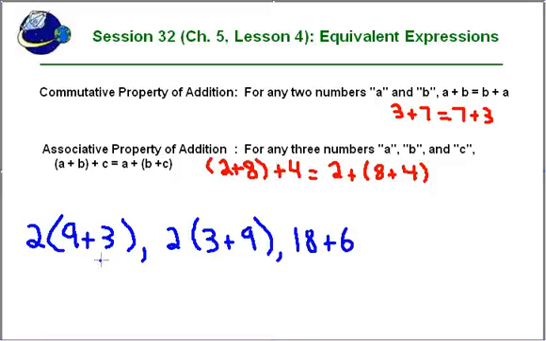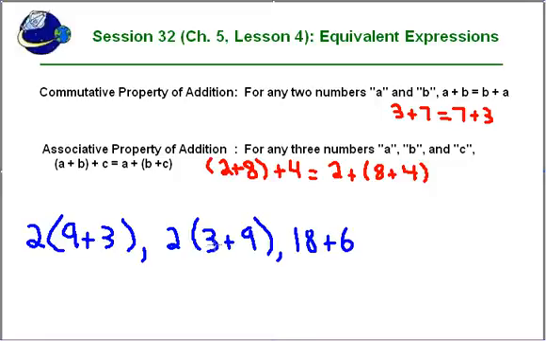Down here at the bottom, we actually have three different expressions that are all equivalent to each other. They don't look the same, but they are equal to one another. Our first expression says 2 times parentheses 9 plus 3. Then our second one says 2 parentheses 3 plus 9. What's the difference between these two? The difference is that in parentheses we have 9 plus 3 here, but in this one we have parentheses 3 plus 9. And both of these are being multiplied by 2.